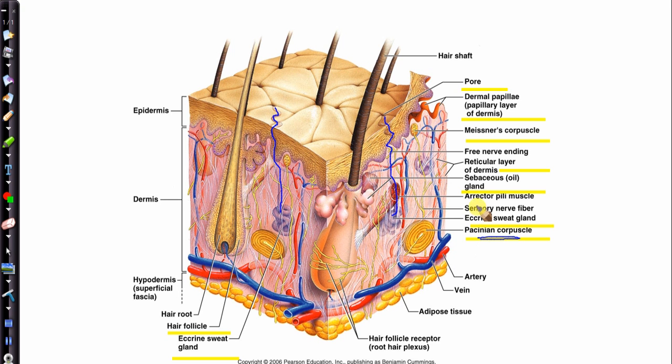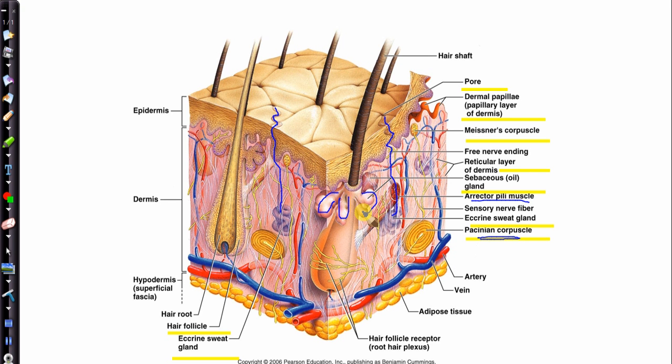You have erector pili muscles. These are muscles that actually can make our hair move, make our hair stand up on end. They pull, so when your hair's up on its end, it's because these small little muscles actually did that. We also see these. These are going to be sebaceous glands.